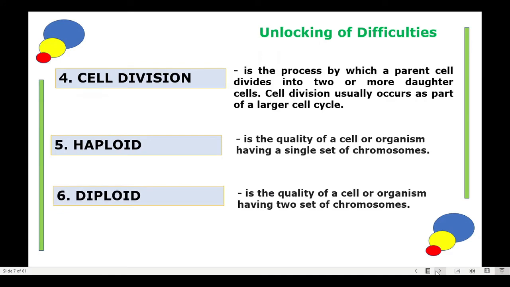Next, diploid is the quality of a cell or organism having 2 sets of chromosomes. So, yung isang set is 23. So, kung 2 sets siya, 46 chromosomes. Sa human chromosomes yung tinutukoy ko. So, that is diploid. Usually, it is for mitosis.